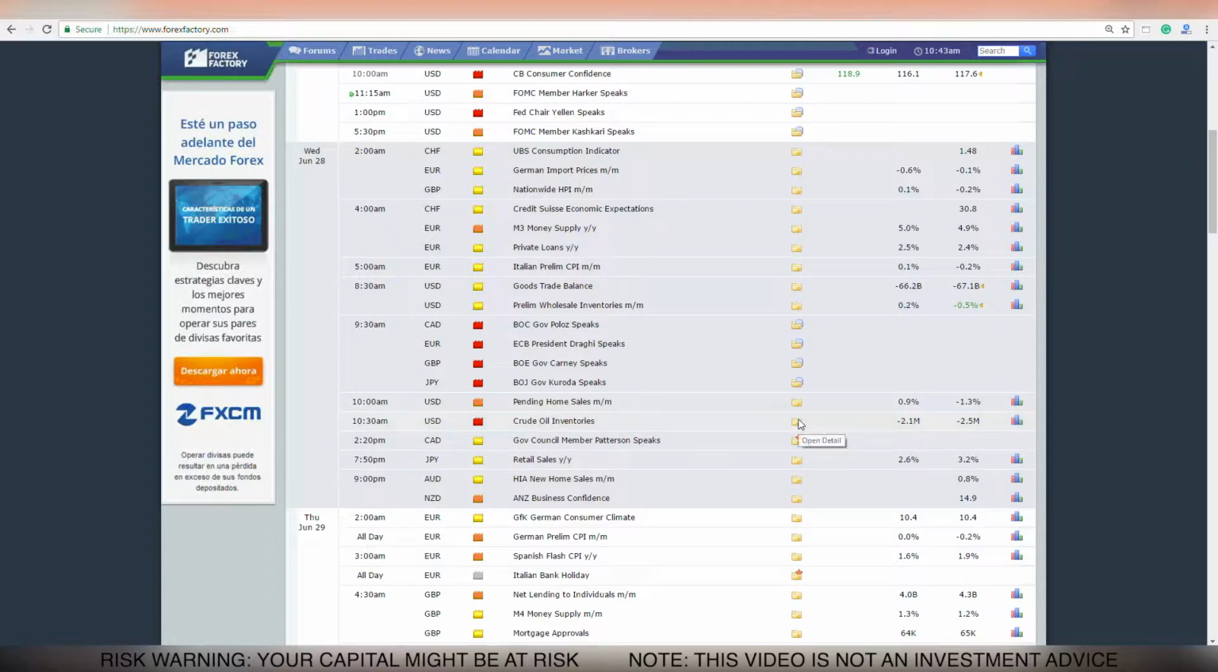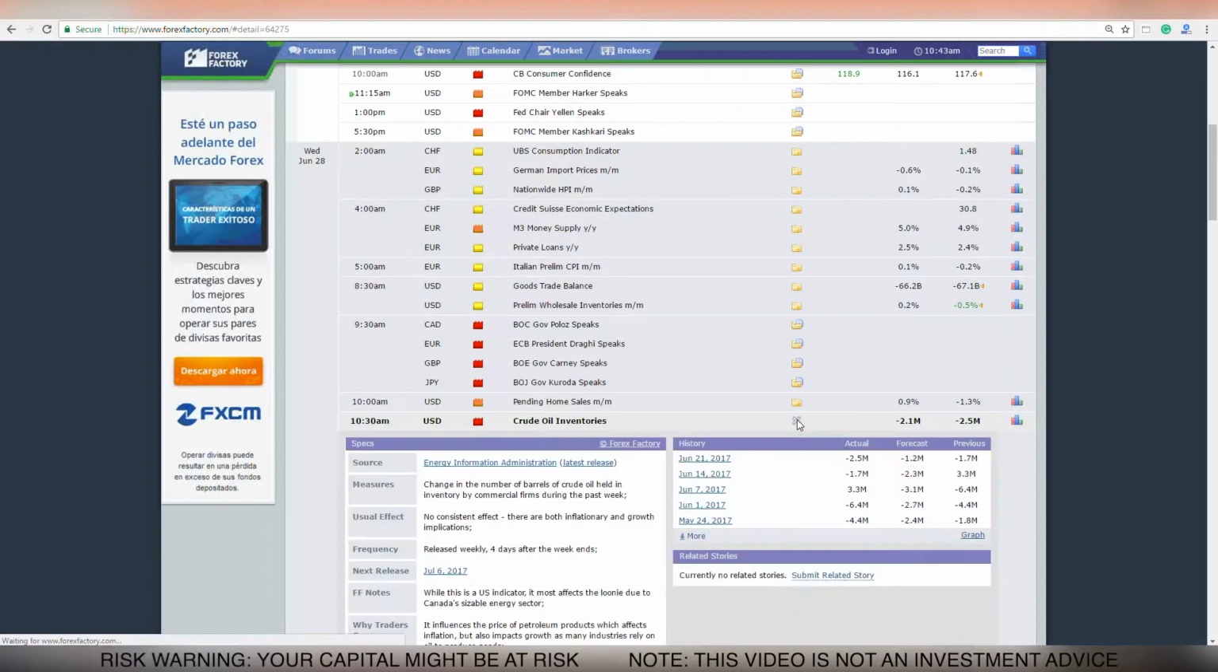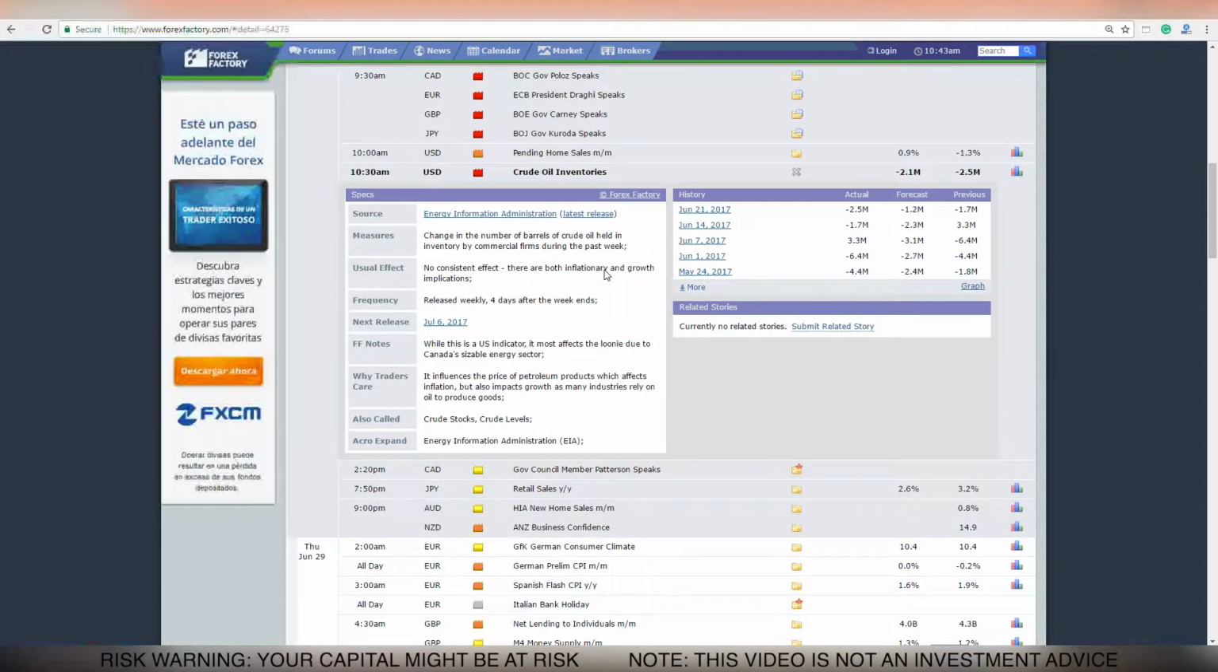If you go on this box with the detail, open detail, you will find out everything you need to know about this economic release. Remember, what matters is the red news. The source, the Energy Information Administration. What it means, change in the number of barrels of crude oil, the classical interpretation. What's the usual effect on the market? The frequency of the release, when the next release will come, and so on. Why traders care? It influences the price of petroleum products and so on.